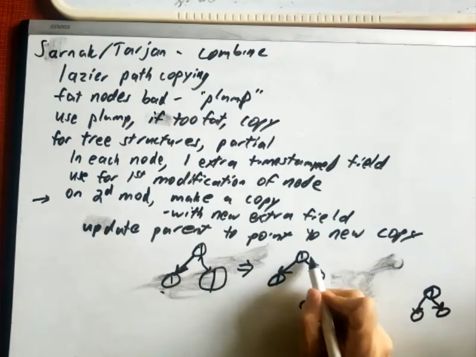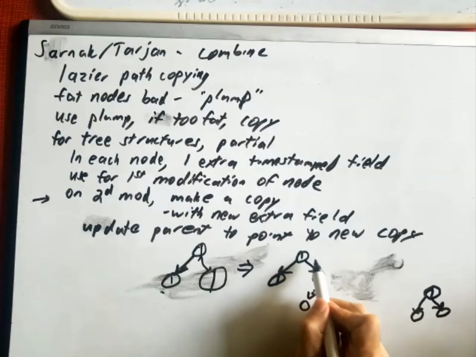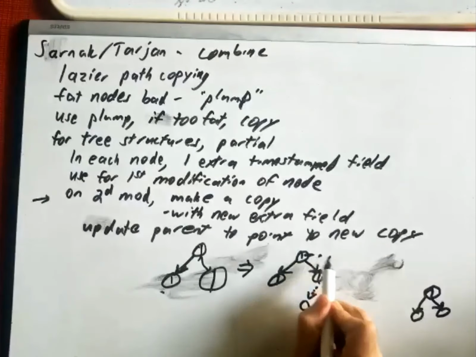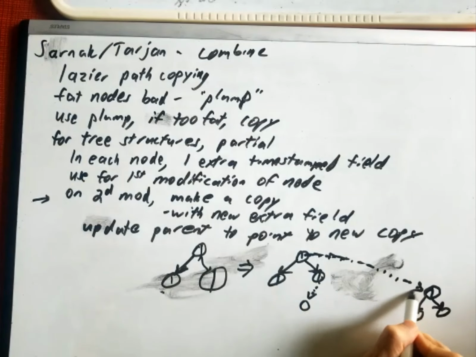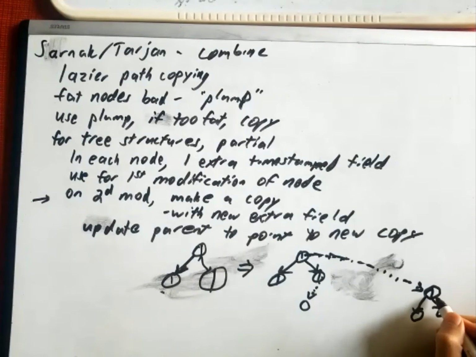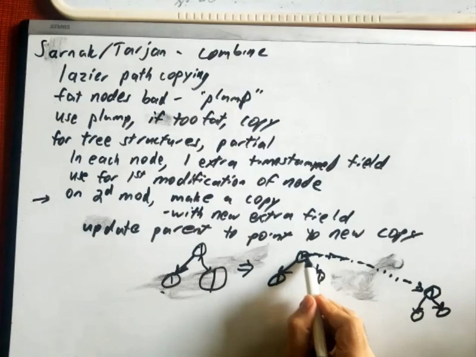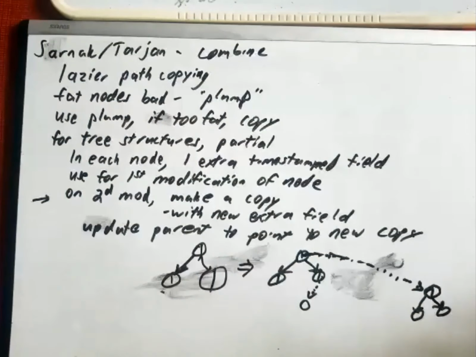So what I can do is update the extra field in the root, the parent node of the node that I had to copy. Its extra pointer field can now be used to point to that copied node. Okay. So does this make sense algorithmically? We don't yet know what the consequences are going to be, but do you understand how this modification process works?